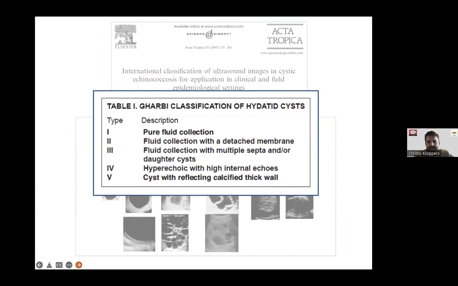1 is a pure fluid collection. 2 is a fluid collection with a detached membrane. 3 is a fluid collection with multiple septa and or daughter cysts. Type 4 is a hyperechoic lesion with high internal echoes, and 5 is a cyst with a calcified thick wall. In other words, an inactive cyst.